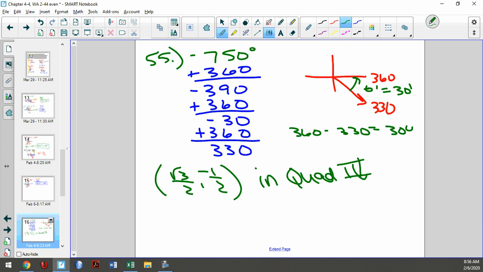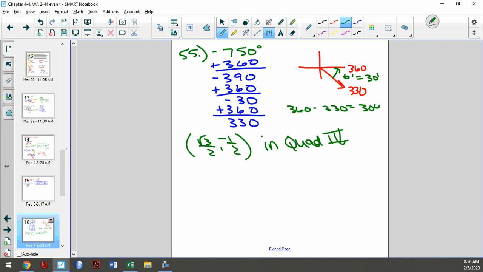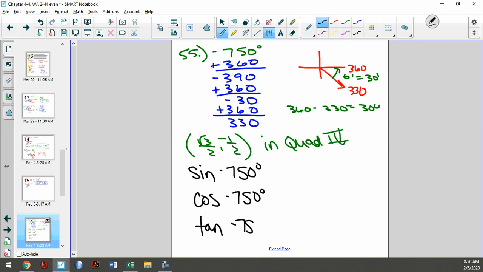So if I want my sine, cosine, and tangent, the sine of negative 750, the cosine of negative 750, and the tangent of negative 750. What is the sine? Negative 1/2. What is the cosine? And what is the tangent now? 1 over the square root of 3, which is negative square root of 3 over 3. Okay? That is how you're going to do problems 53 through 66. Shall we do another one?